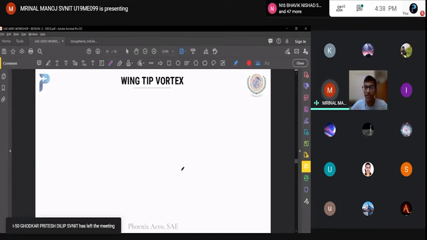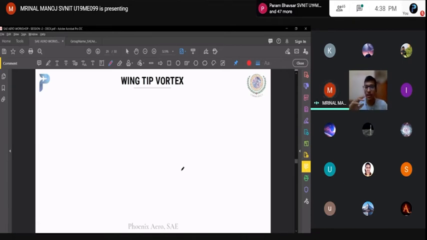Induced drag does not only happen when the airfoil is at an angle, and it's a consequence of lift. Even when the airfoil is at zero angle of attack, it still generates lift. So the induced drag at that point is mainly contributed by the wingtip vortex.